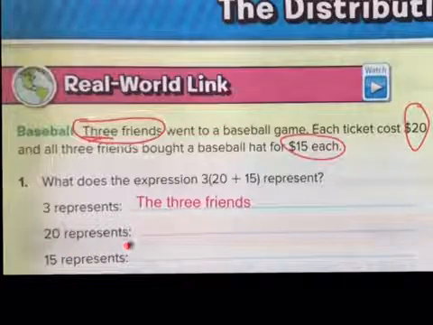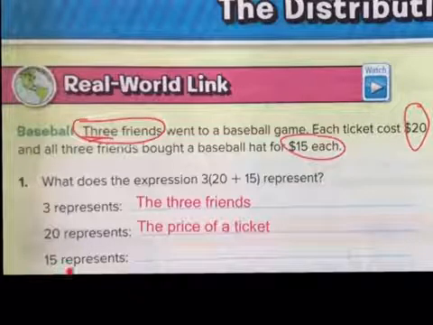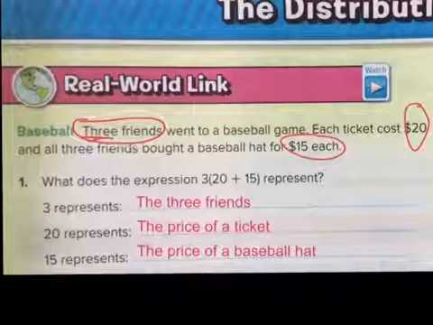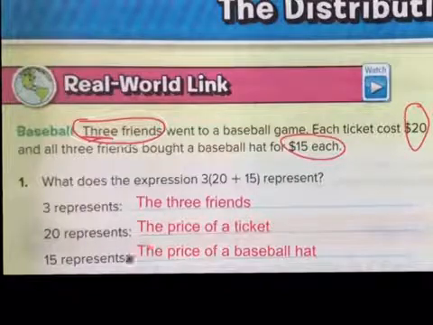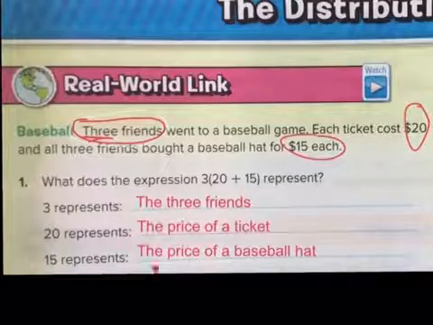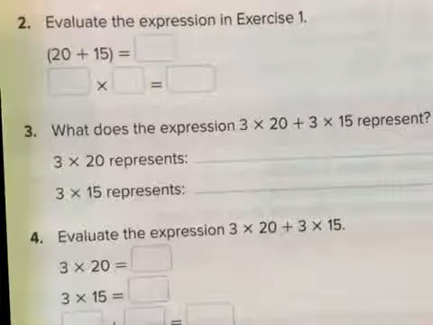The 20 represents the price of a ticket. And the 15 represents the price of a baseball hat. So we know that they each bought a ticket and they each bought a hat. So this together is what they bought, and there's 3 of them. So it's 3 times all of this. And that's what we call the distributive property. We've distributed as so. We've written it down as a number expression.